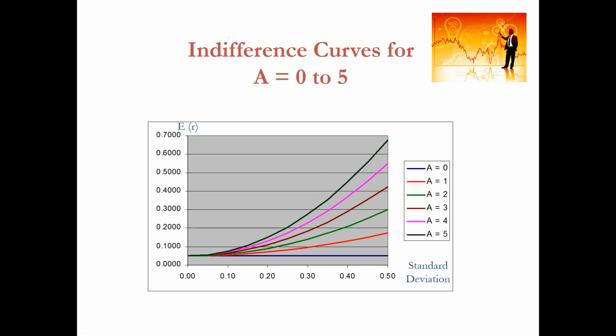As we change our value of A, we change our coefficient of risk aversion. As A gets higher, these lines get steeper, which means that for a more risk-averse investor, for every additional unit of risk that they take on, the incremental change in the return that they demand to be indifferent about investing gets higher. So for a highly risk-averse investor, an investor with A equals 5, that does not necessarily mean that the investor will refuse to invest in a high risk asset, but they will only invest in a riskier asset if they are rewarded with a significantly higher expected return for doing so.